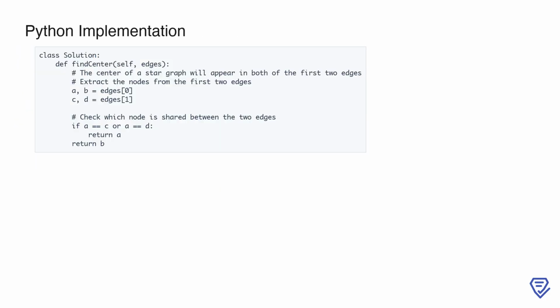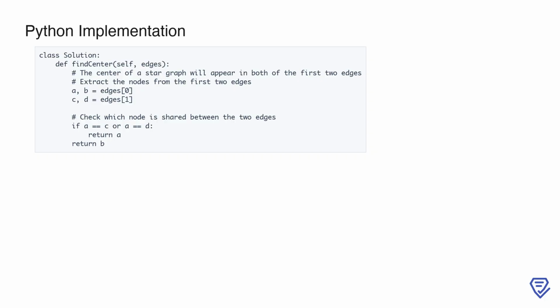To solve the problem of finding the center of a star graph, we leverage the property that the center node will appear in every edge. Instead of iterating through all edges, we can determine the center by examining just the first two edges. The find center method begins by unpacking the nodes from the first two edges into variables a, b, from the first edge, and c, d, from the second edge.